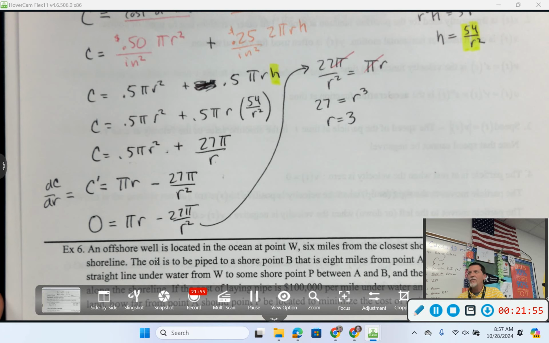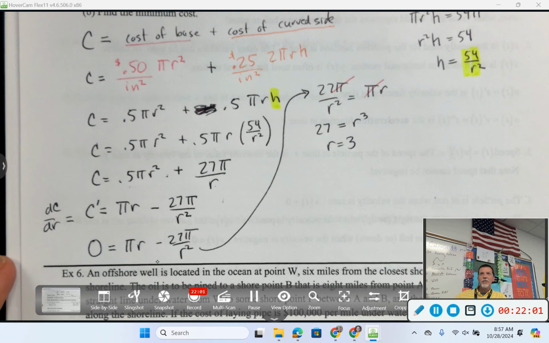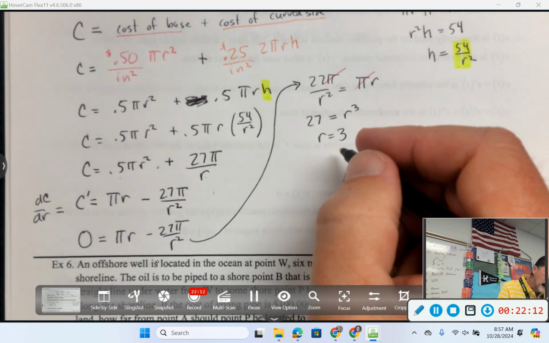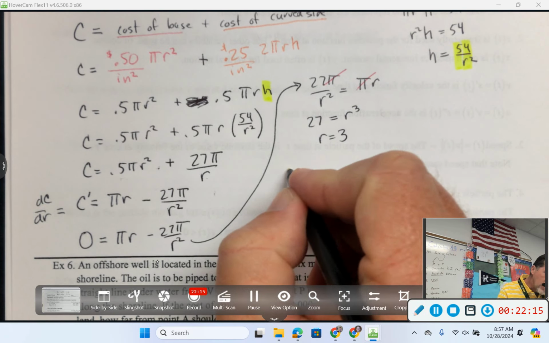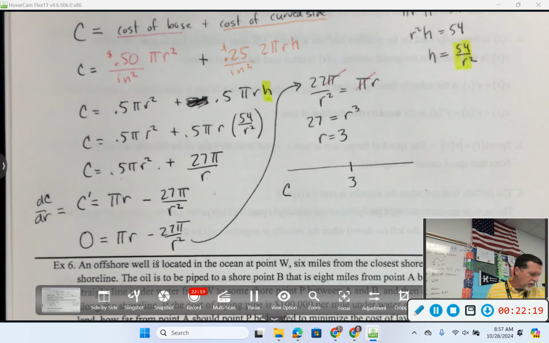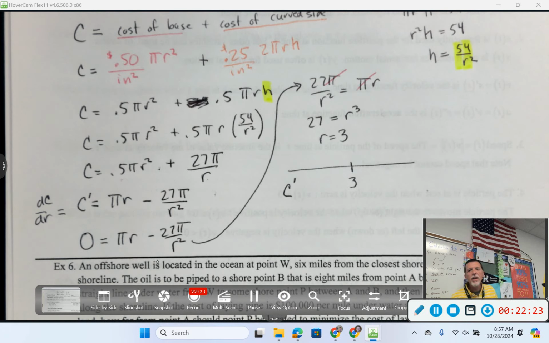The trick is, I have no idea if that's a min or a max. So it's a critical point, but I don't know if it's a critical point because it maximizes cost or because it minimizes cost, which is pretty important, right? You don't want to give the boss the entirely wrong answer and cost the company money. So let's do a sign chart for C prime, to know if we're positive or negative here.